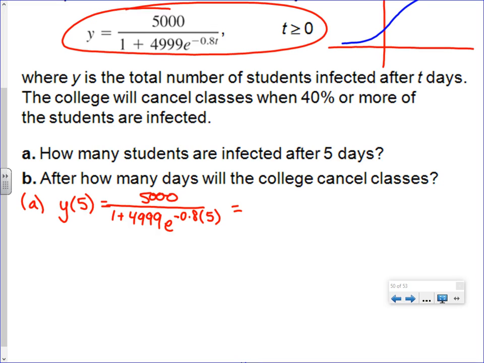So basically what they're having us do is figure out, okay, 5 days have gone by, all these kids are getting sick. How many are we up to now? Anybody plug in and check it? I'll plug in and check it, you guys double check me, how's that? Or I'll double check you. In a good way. 5,000 over 1 plus 4,999 e to the negative 0.8 times 5. Ready? What do you guys get?